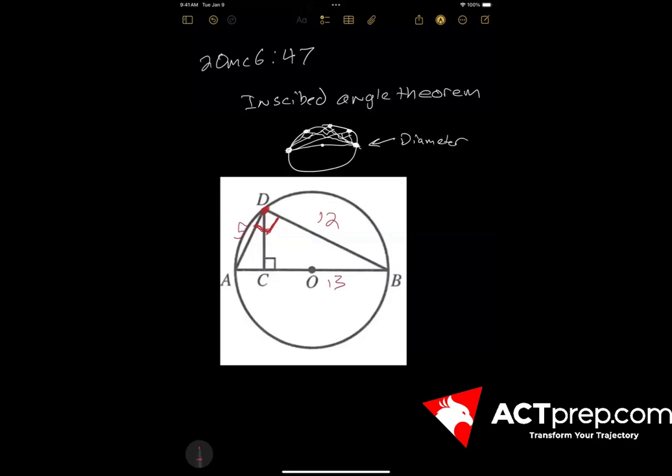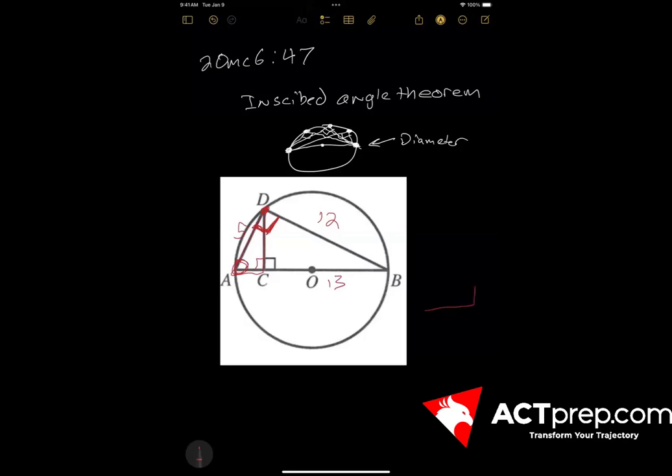So we have 5, 12, 13, and we can tell now also, because we know that this is a 90-degree angle, that these 2 triangles are similar. The DAC angle is also a part of our triangle, and 90 is also part of our triangle. And any 2 triangles that have 2 similar angles are going to be similar triangles.